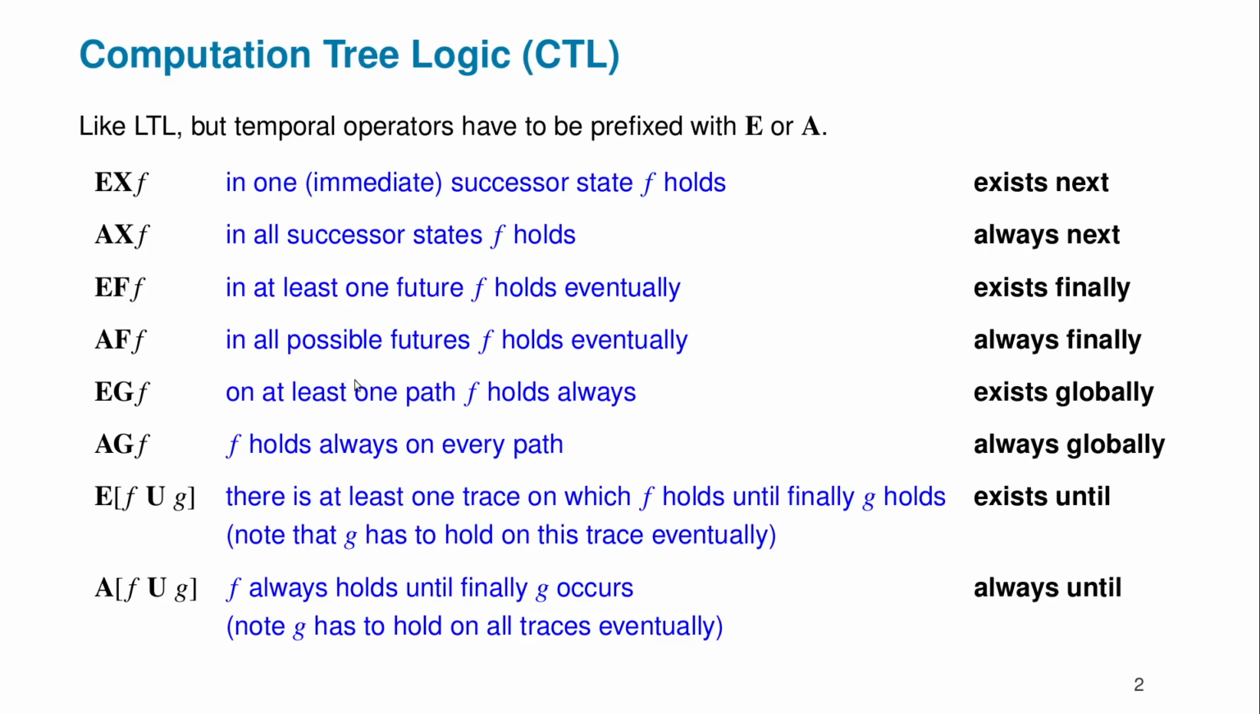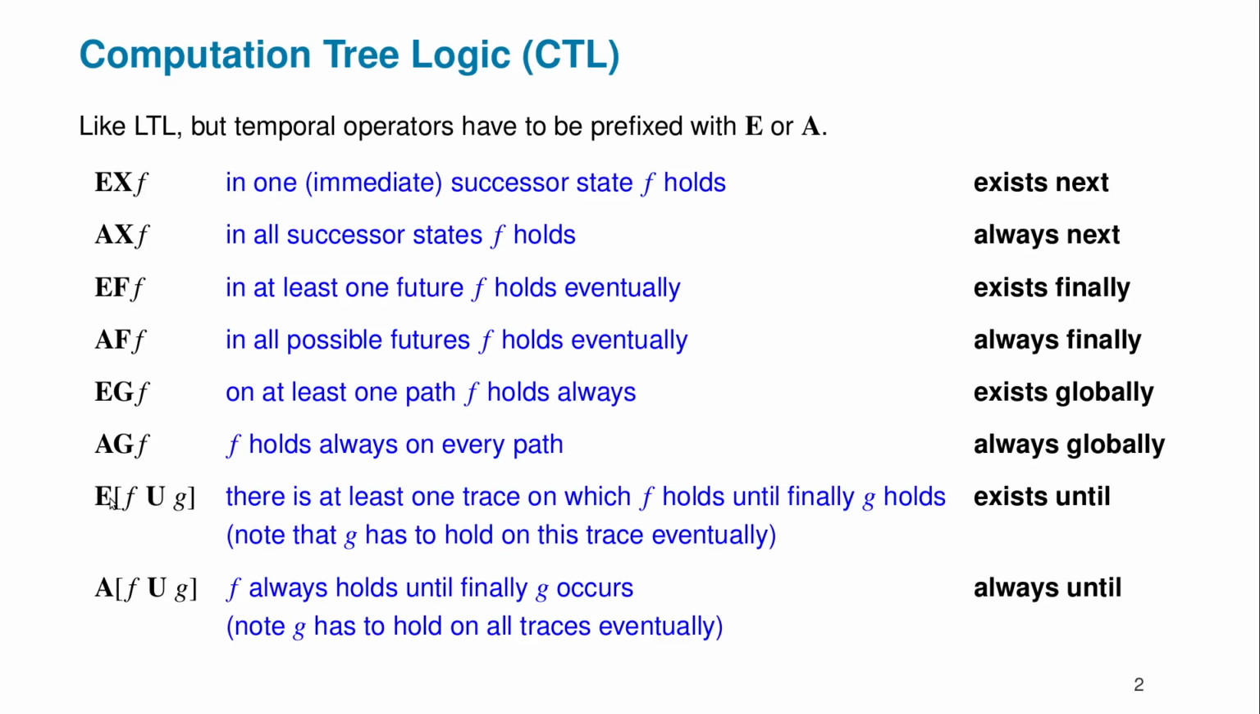Then we have EG F, which stands for exists globally, and it says there is at least one path starting with the current state in which F always holds. So there is one such path. And AG, always globally, says F holds always on every path. So no matter where I go, F has to hold. And then we also have the prefixed version of the until operator, which is a binary operator.